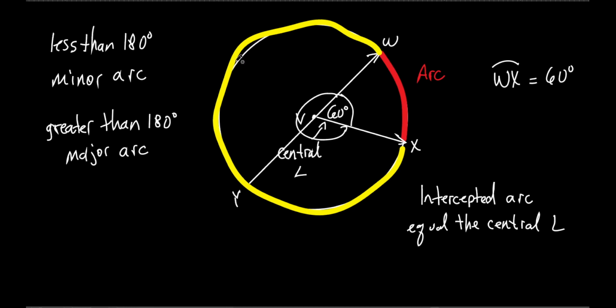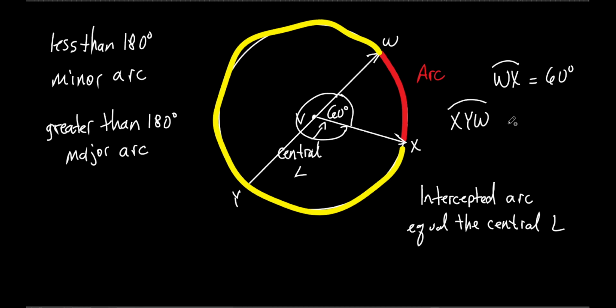So how would I name that yellow arc right there? Arc what? Okay, you could go XYW or you could go WYX. It doesn't make any difference. Let's go XYW. Go the other direction. And you put a big old arc over top of that. So that's arc XYW.